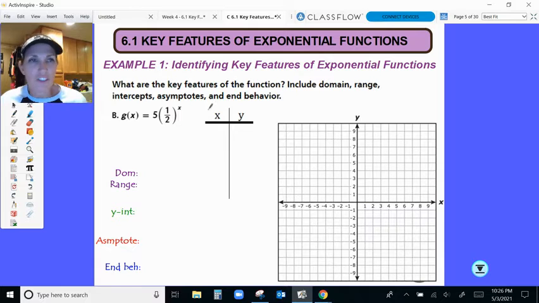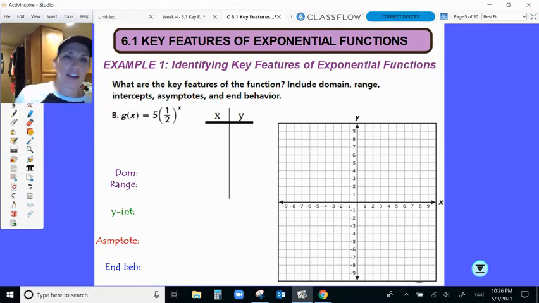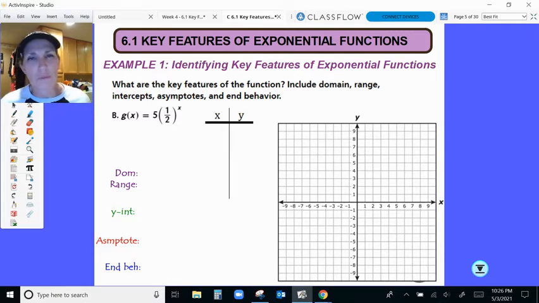What are the key features here? So this is kind of an interesting one. Let's take a look at this guy: y equals 5 to the 1/2 x. First thing I like to do is, what is giving me my y-intercept? It's going to be 5, because if I plug in 0 here, it's going to give me 1, times 5. So 0, 5 is going to be my y-intercept.